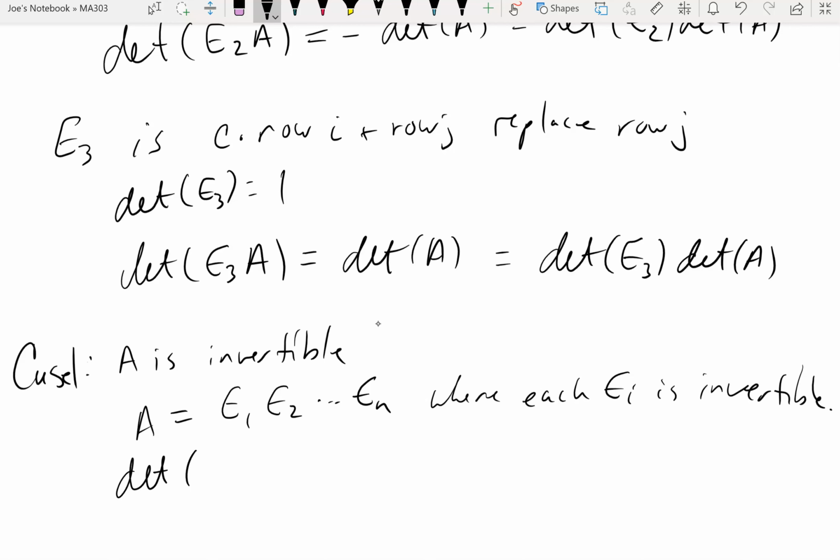So what happens if I take the determinant of A times B, or any matrix B that I can multiply by A? What happens here? Well, what can I replace with A?